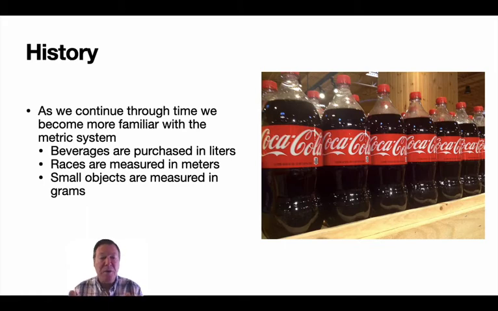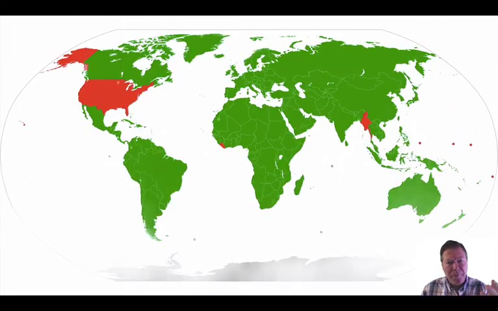As we continue through history, we are becoming more and more familiar with it. We buy bottles of soda in 2-liter bottles. We measure small things in grams. If you look at food, things are measured in grams. Prescriptions are in milligrams. We do races in meters, like the 100-meter race in the Olympics. So we have a concept of it. We just don't use it. In the 70s, we actually tried to use it. Didn't go well, all right?